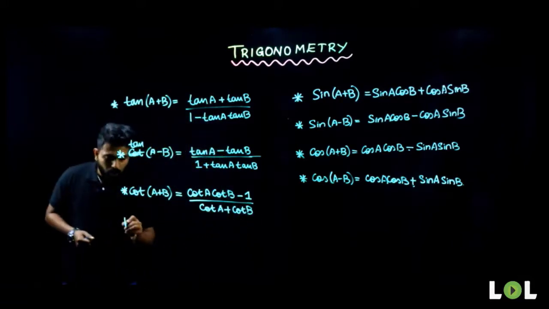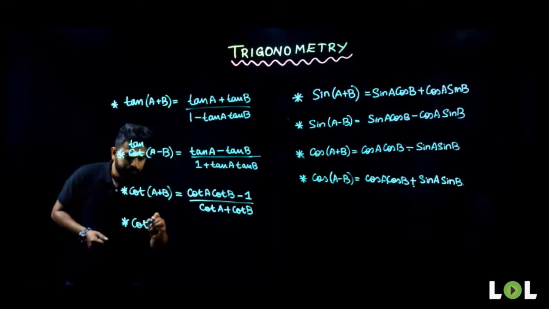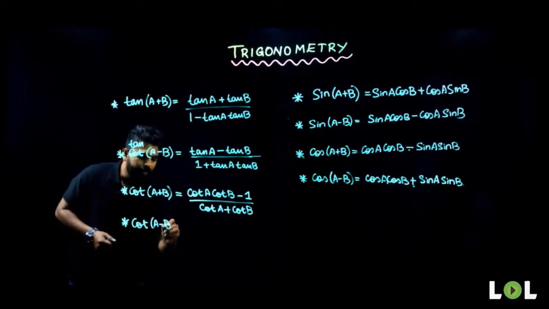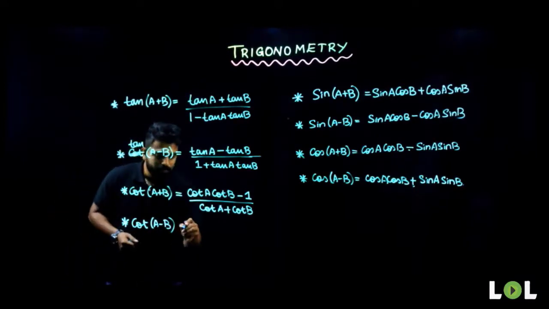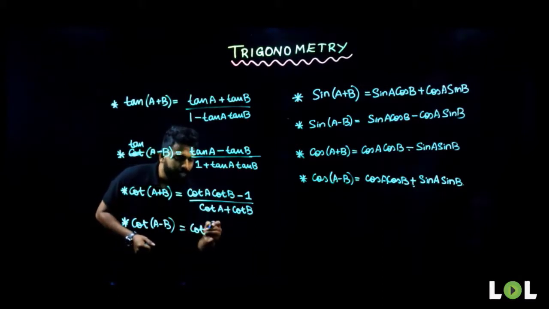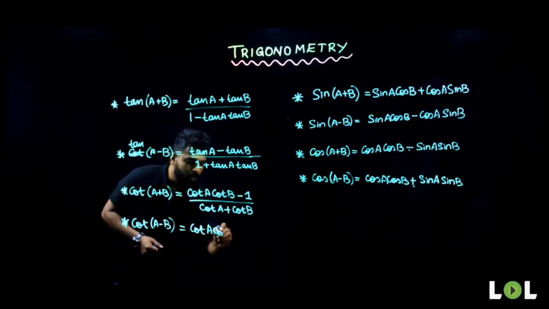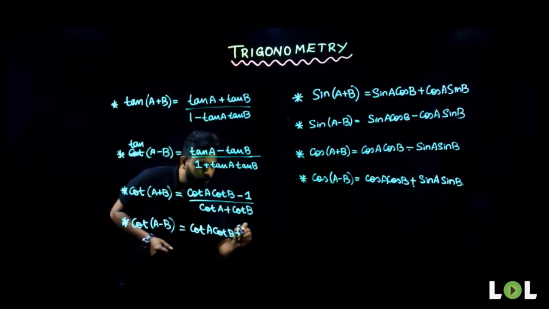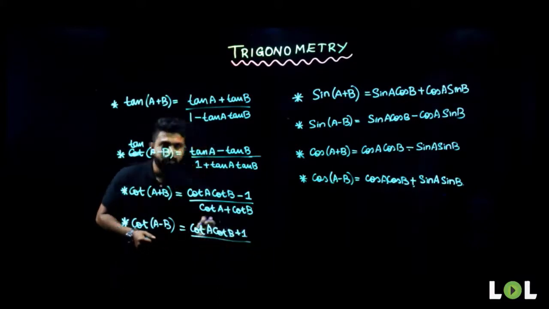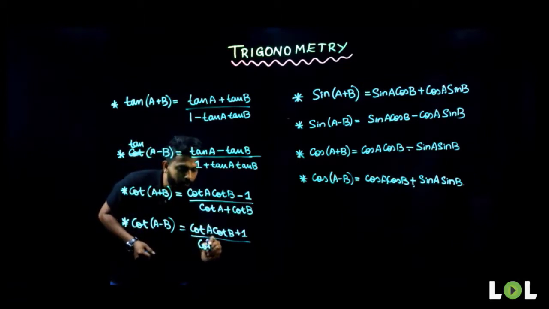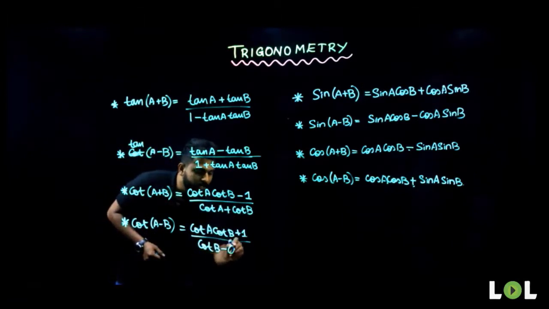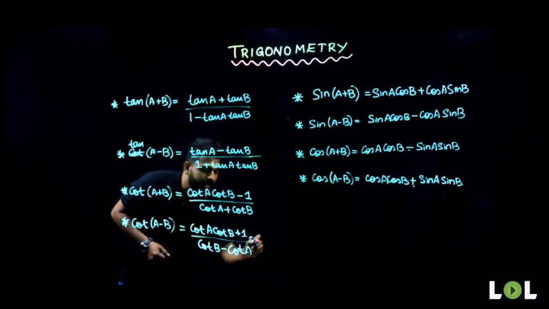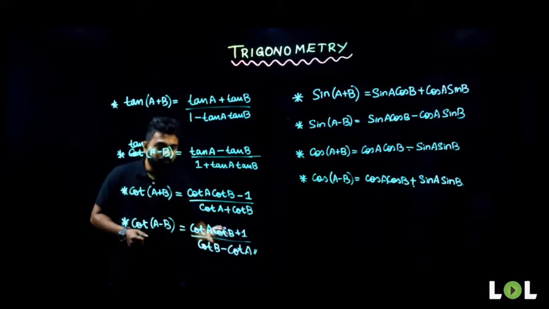Similarly, for cot of A minus B, again be very careful here. In the numerator, you can directly write it as cot A cot B plus 1, but be very careful with the denominator. It's not cot A minus cot B, instead it is cot B minus cot A. Be careful with this, people. Few of you might get confused and write cot A minus cot B. No, it is cot B minus cot A.